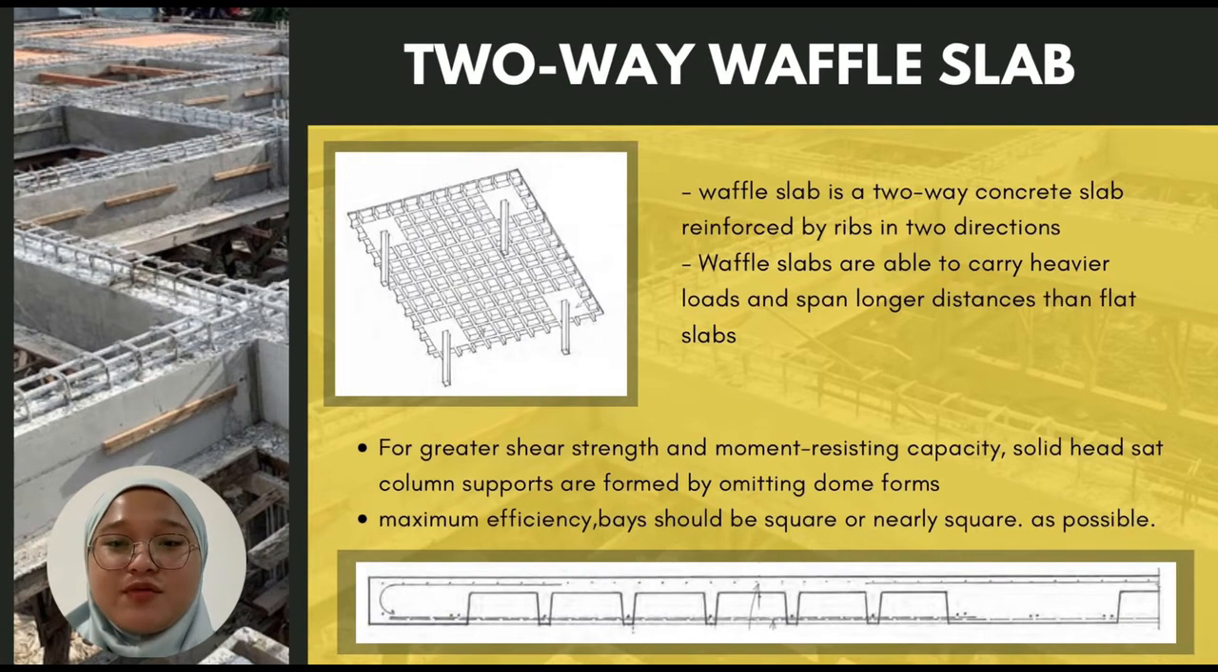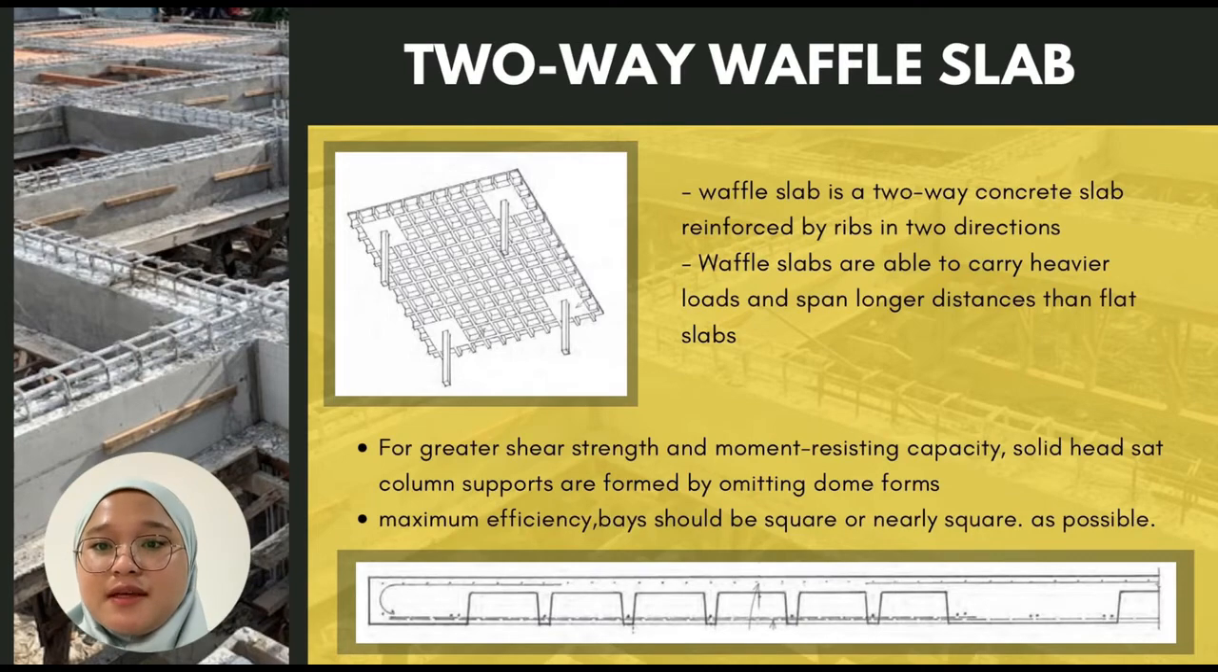Next is two-way waffle slab. So a waffle slab is a two-way concrete slab reinforced by ribs in two directions. Waffle slabs are able to carry heavier loads and span longer distances than the flat slab. And for greater shear strength and moment resisting capacity, solid heads at the column supports are formed by omitting the dome forms. The size depends on the span and the load conditions. For maximum efficiency, they should be as square or nearly square as possible.